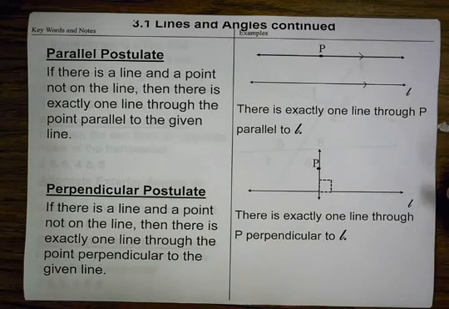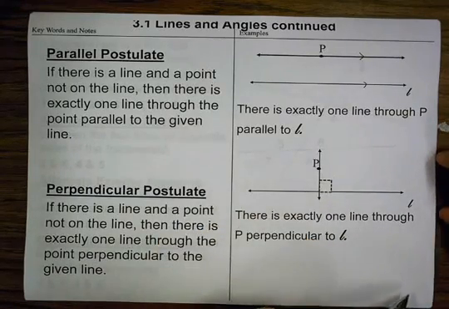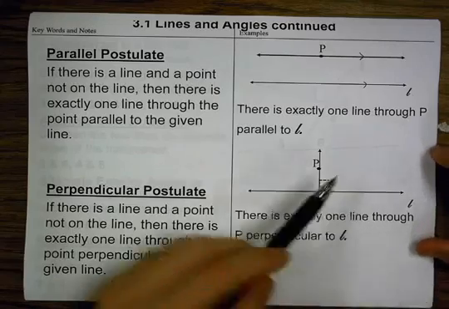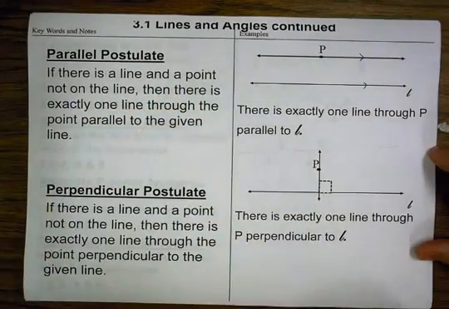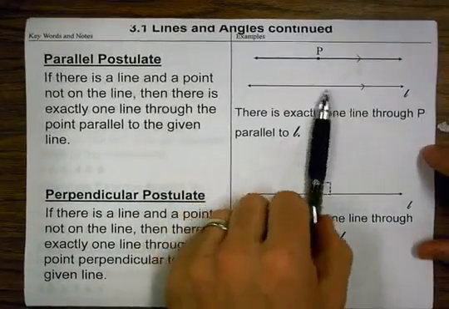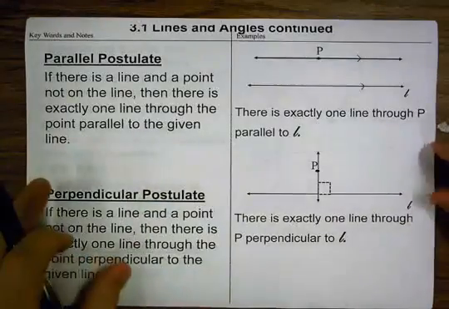The perpendicular postulate carries the same idea. If there's a line and a point not on the line, so if you have line L and then point P, then there's exactly one line through the point perpendicular to the given line. So if we draw that line down so it's perpendicular, there exists one. We can't draw another line that gives us a right angle. There is only one.